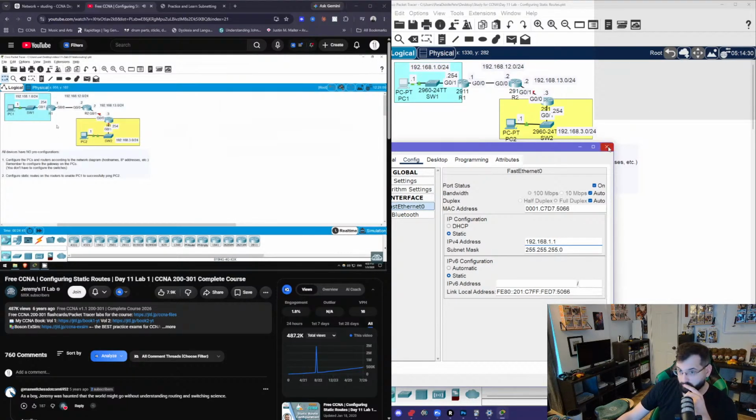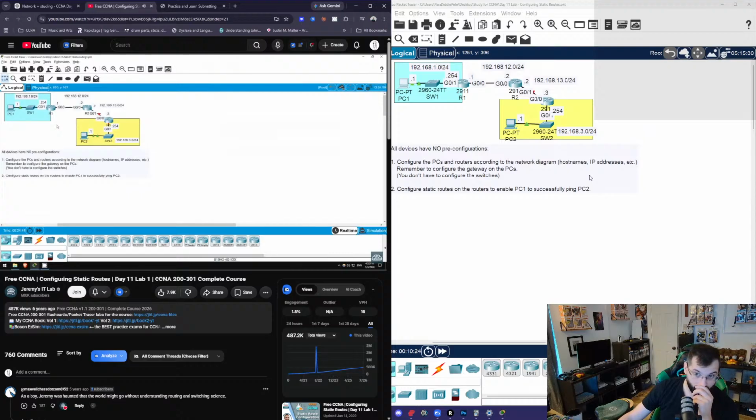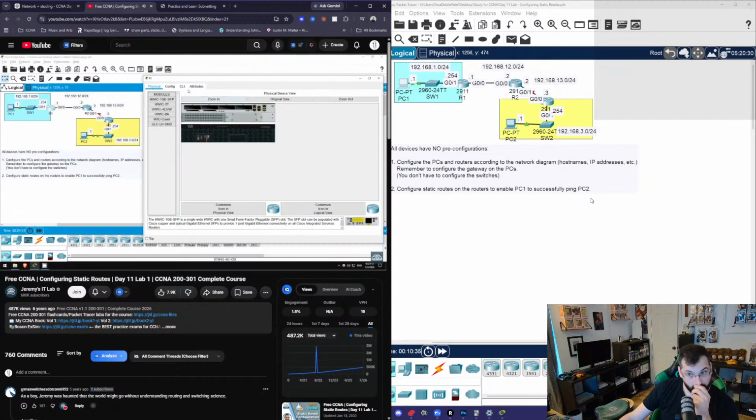Now, don't worry about configuring the switches. If you want, you can go in and turn off unused interfaces, set interface descriptions, etc. for extra practice, but I think you'll get plenty of practice just by configuring the routers. So let's go on R1 next.